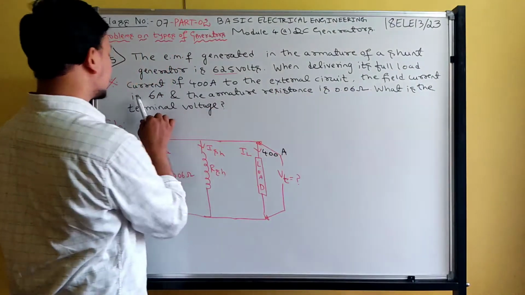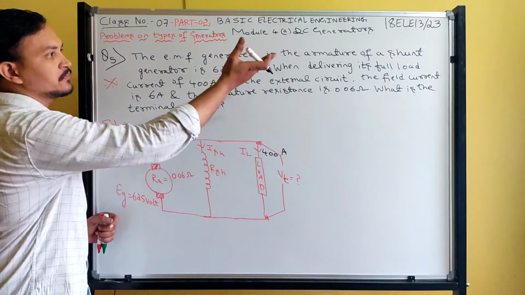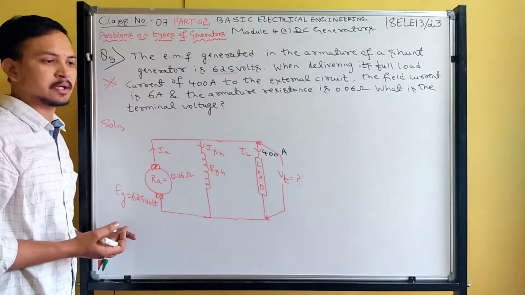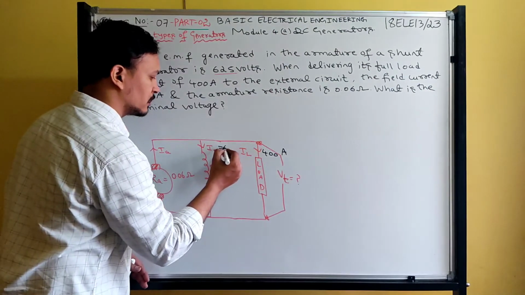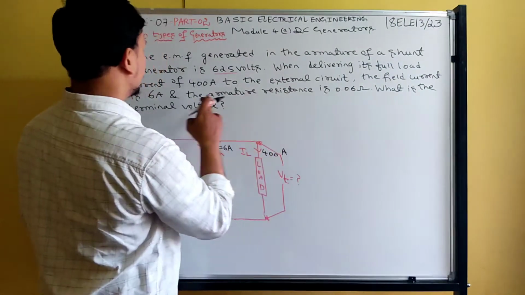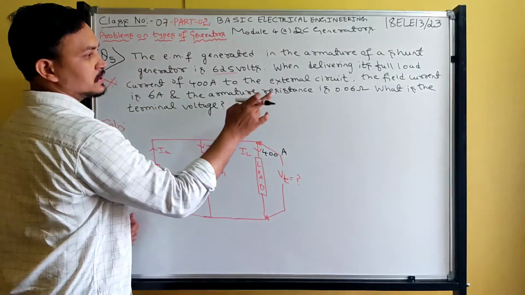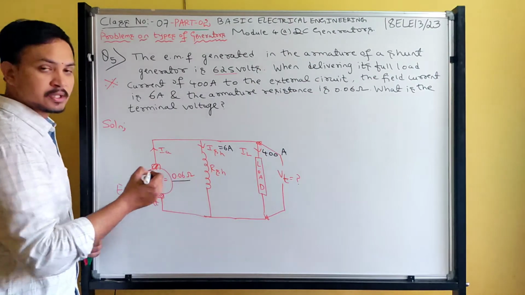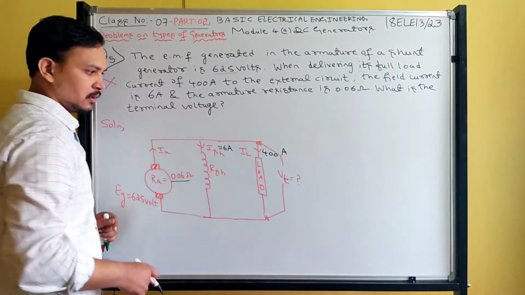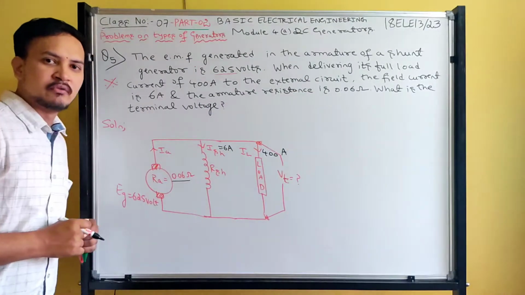The field current is 6 ampere. What type of generator? Shunt generator. So the corresponding field current will be the shunt field current. So the field current is 6 ampere, and the armature resistance is 0.06 ohms. What is the terminal voltage? These are the data given. They are asking for the value of Vt.